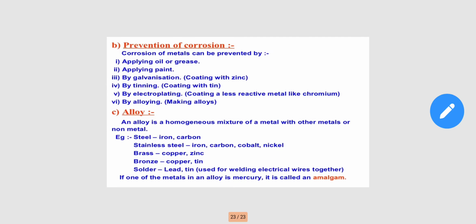Steel is formed of iron and carbon. Stainless steel is made up of iron, carbon, chromium and nickel. Brass is copper and zinc. Bronze is made up of copper and tin. Solder is made up of lead and tin, used for welding electric wires together. Here, stainless steel also contains carbon. This is a non-metal used in alloys. You can remember this point for your exam. If one of the metals in an alloy is mercury, it is called an amalgam.